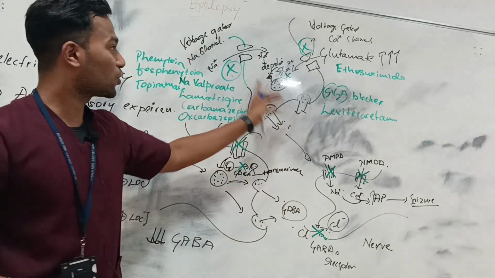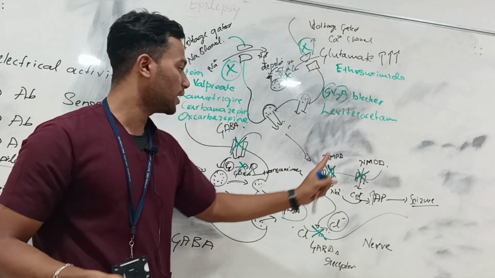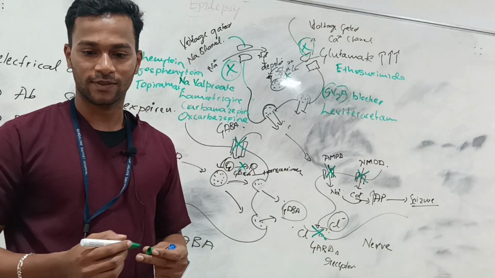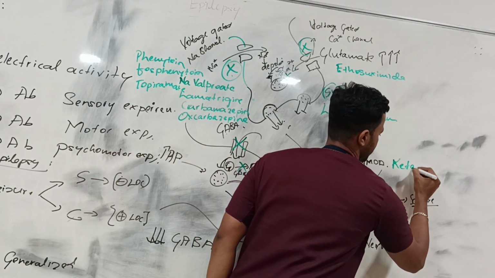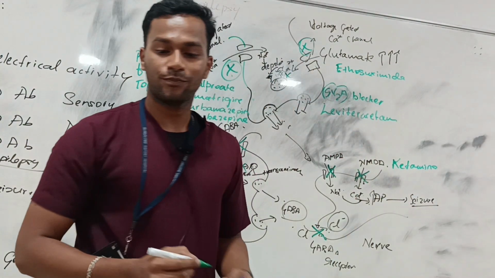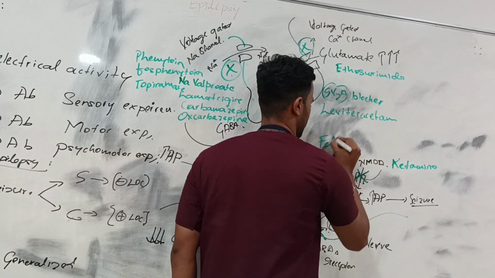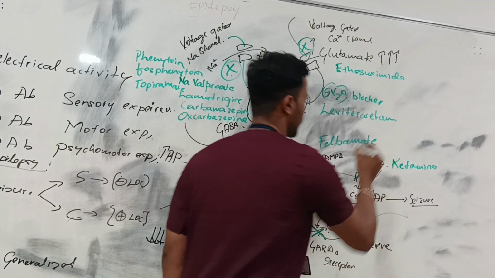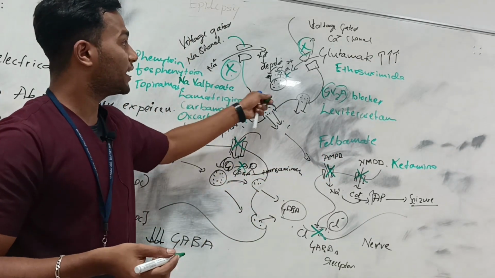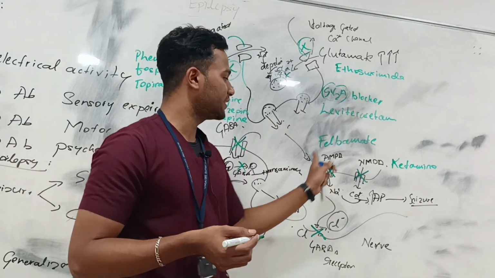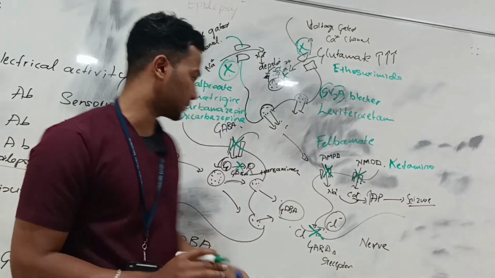So you know sodium channel blockers, calcium channel blockers, SV2A blockers, and AMPA and NMDA blockers. NMDA blockers are ketamine, and for AMPA, felbamate. See, these drugs will decrease the glutamate levels and thereby decrease the action potential, thereby there will be no seizure. That is how it is.